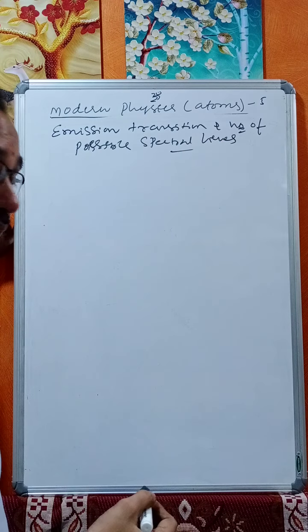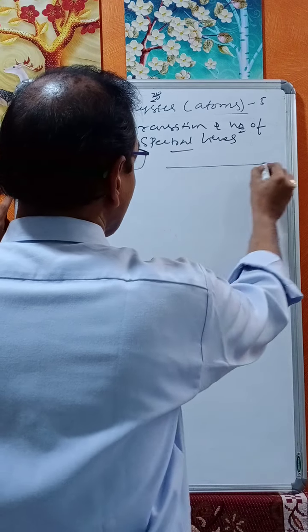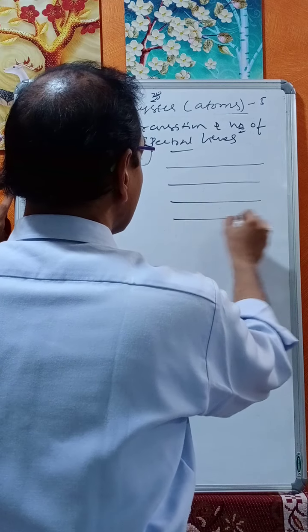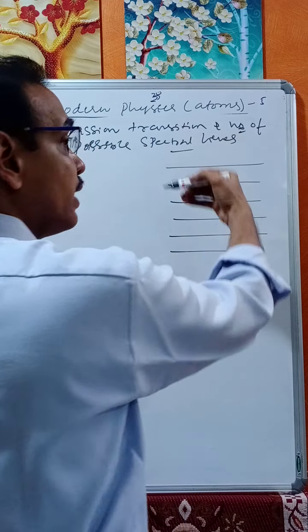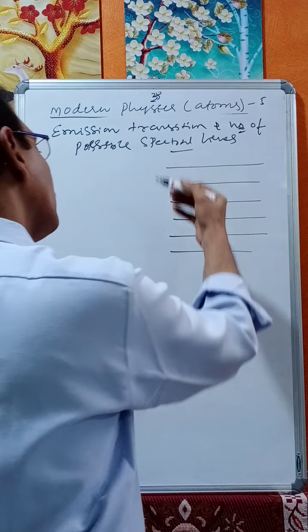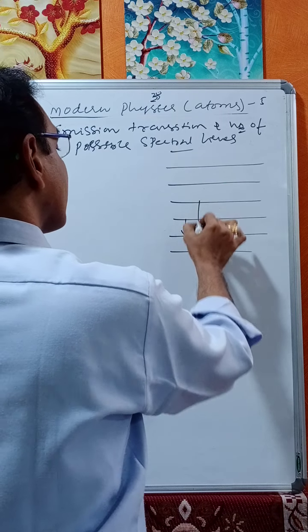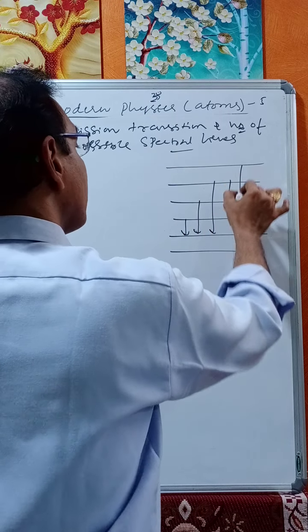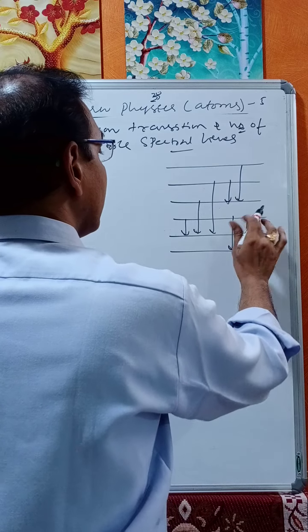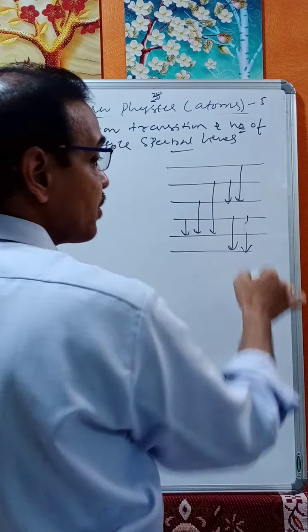So emission spectra is possible when an electron makes a transition from any higher level to any lower level, not to a higher level. So emission transitions may take place. These are all emission transitions.